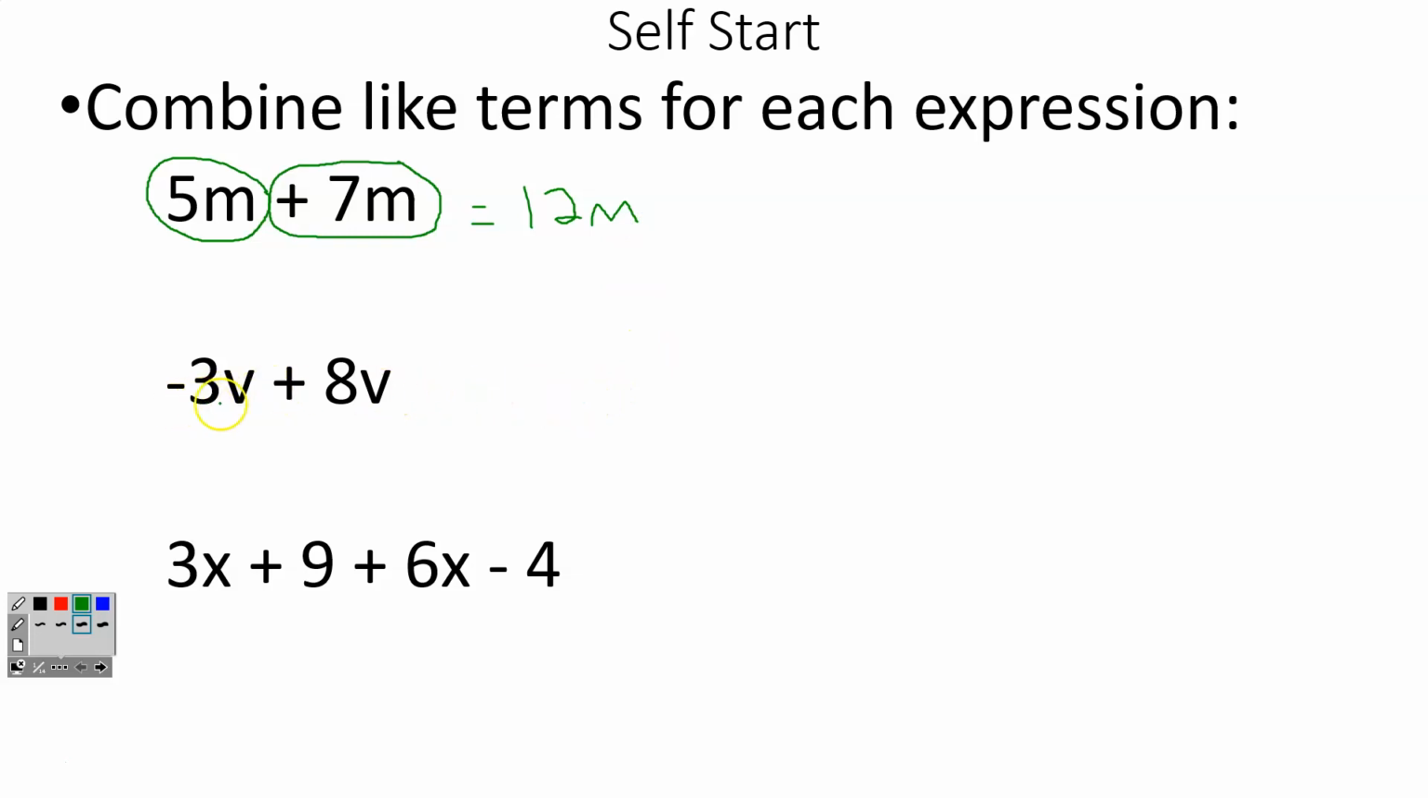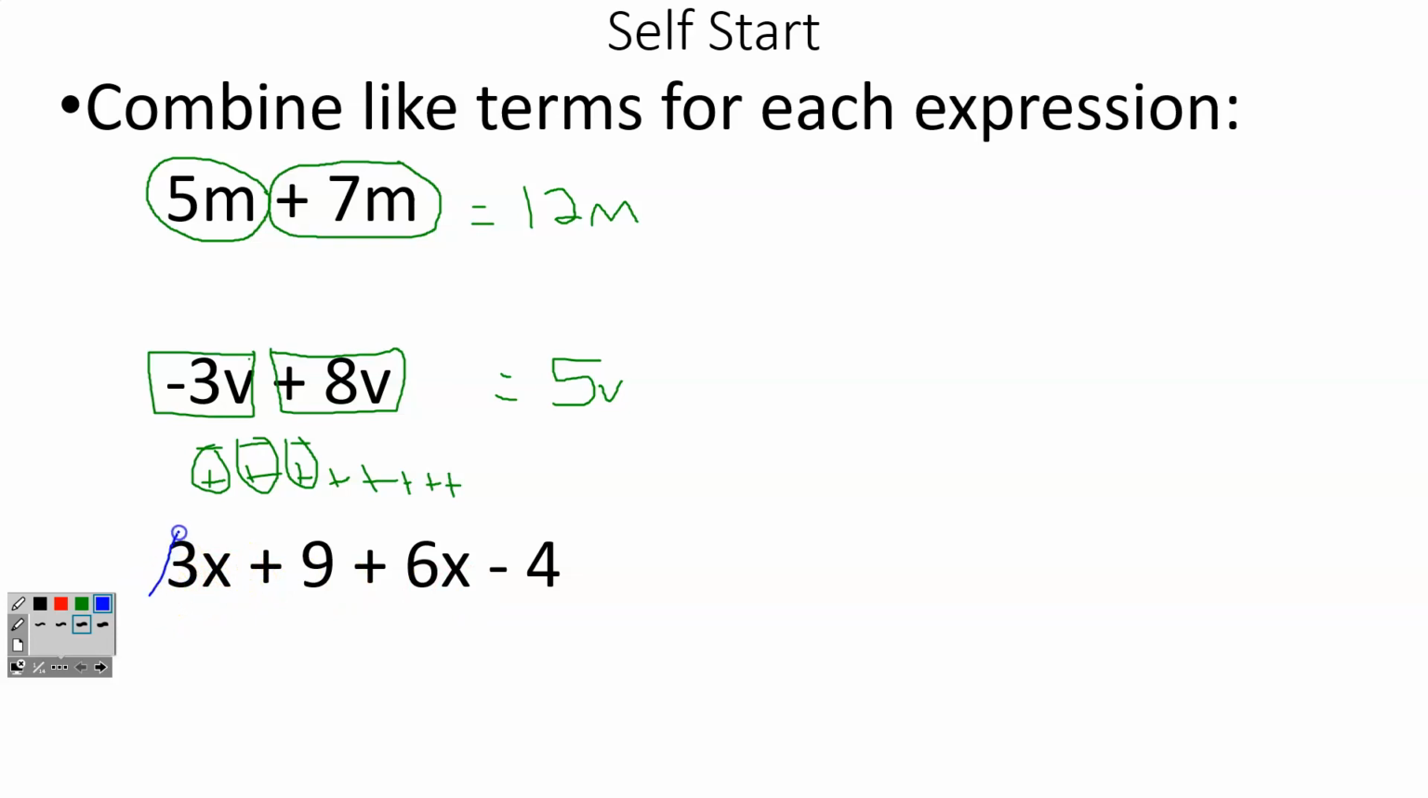Down to the next one, negative 3v plus 8v. So I can combine my negative 3v and my 8v. That's just like saying I have 3 negatives and 8 positives. 0 pair, 0 pair, 0 pair, and I am left with 5 positives. So my answer for this is going to be a positive 5v. Don't forget your variable.